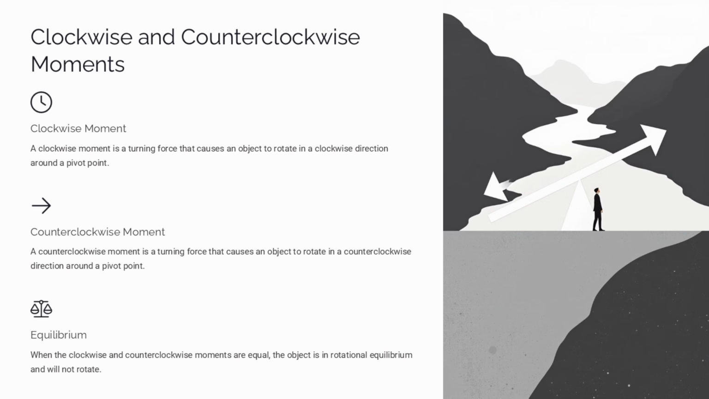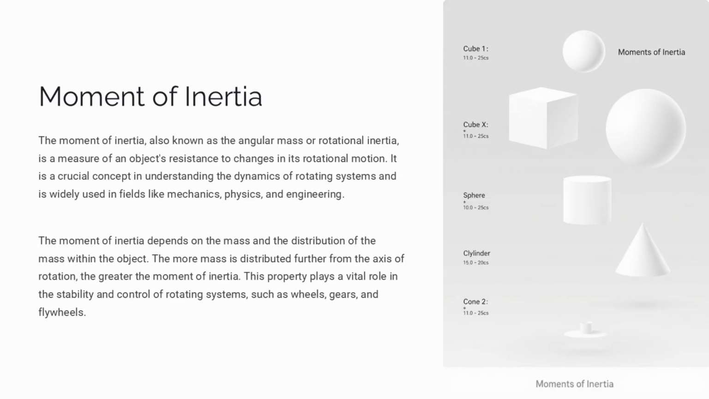The seesaw image illustrates these concepts visually, showing the balance of moments around the fulcrum. Understanding clockwise and counterclockwise moments is key to analyzing the rotational dynamics of objects. Moment of inertia is a measure of an object's resistance to changes in its rotational motion. It depends on the mass of the object and how that mass is distributed around the axis of rotation. The more mass that is distributed further from the axis, the greater the moment of inertia.